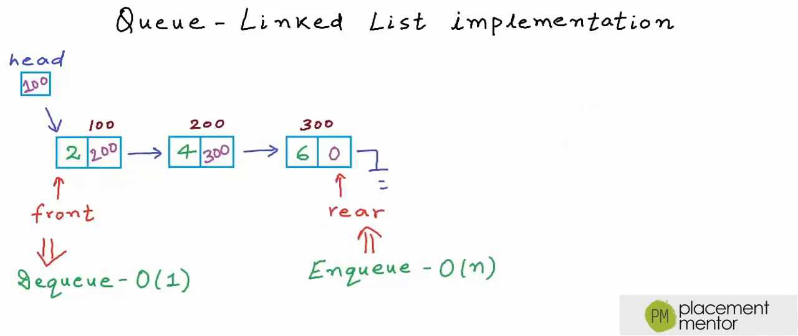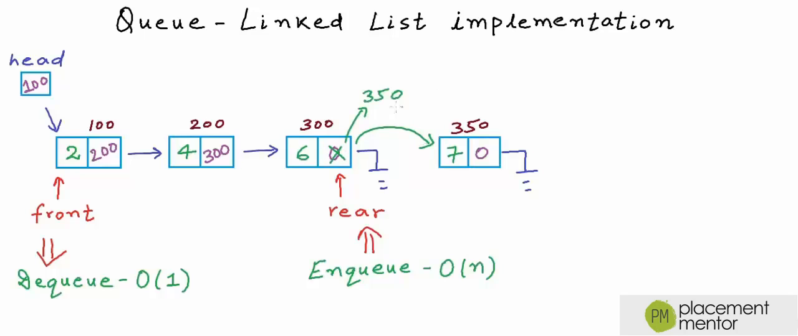To insert at rear end, first we will have to create a node. We have a new node here. Let's say I've got this node at address 350 and the integer that I want to NQ is 7. The address part of this node can be set as null. Now we need to build this link. We need to set the address part of the last node as address of this newly created node.